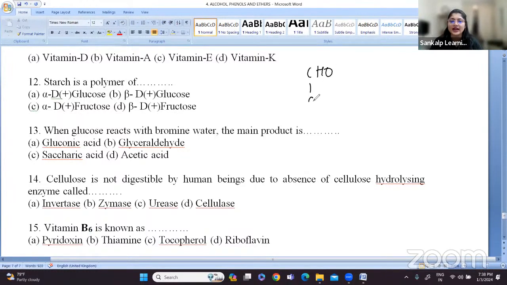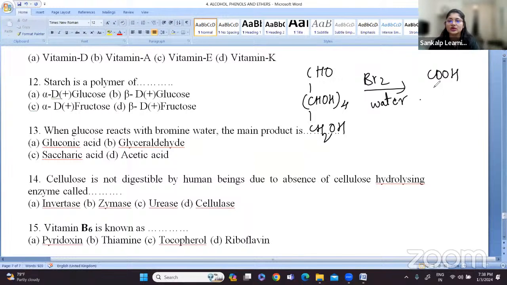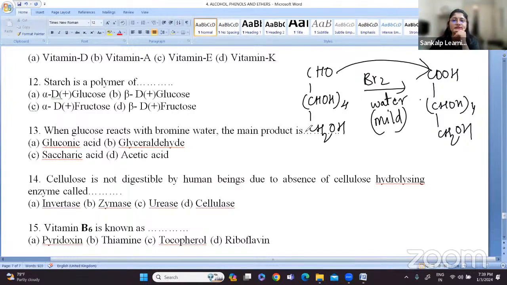We have seen previously that bromine water is also an oxidizing agent, but it is a mild oxidizing agent. So if you treat glucose with bromine water, you get gluconic acid, with only the COOH. The aldehydic part is converted into the acid part. So bromine water, a mild oxidizing agent, converts only your aldehyde to COOH.